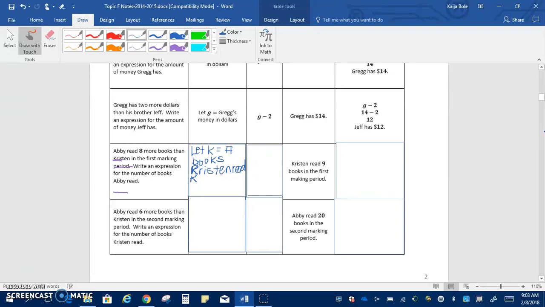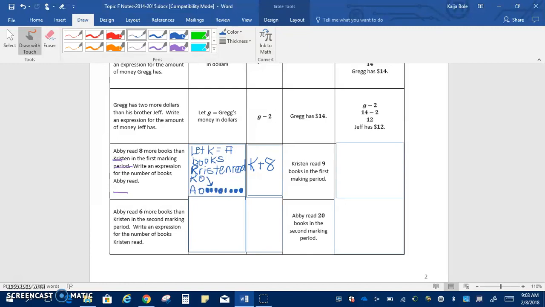So we have K, and then we have A for Abby. If they each read 1 book, they're each going to get a dot. But then, if you look, it said Abby read 8 more books than Kristen. So that means Abby's going to get 8 more dots. 1, 2, 3, 4, 5, 6, 7, 8. And we want to know how we got from Kristen to Abby because we're using K. And that's what goes in our next box. This would be K plus 8.